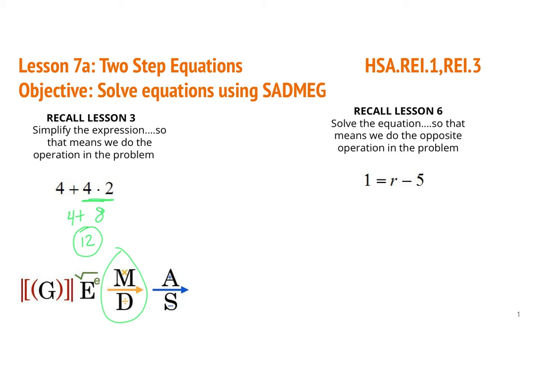We also need to recall lesson 6, which shows us how to solve a one-step equation. So we know we must identify our variable and then get rid of that number that's on the variable side by doing its opposite. So if it's minus 5, which is the same thing as negative 5, you do plus 5. And you have to do the same thing on both sides. So when you simplify, you are left with 6 equal to r.